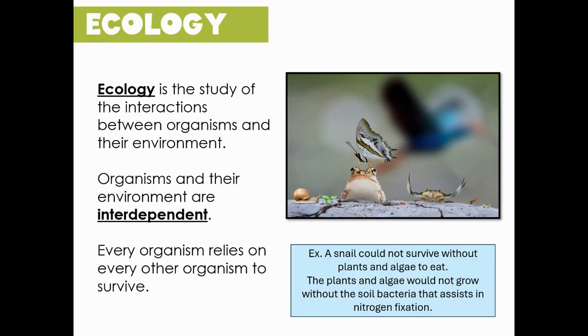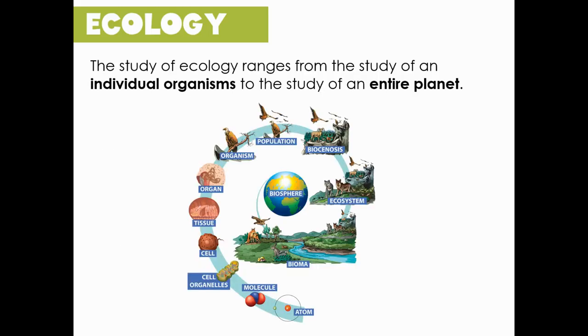And so, the example that I provide here is a snail. A snail couldn't survive without the producers that it eats, the plants and the algae, and then the plants and the algae would not grow without the soil bacteria that's so important for nitrogen fixation. So again, every organism relies on every other organism, and we call this interdependence.